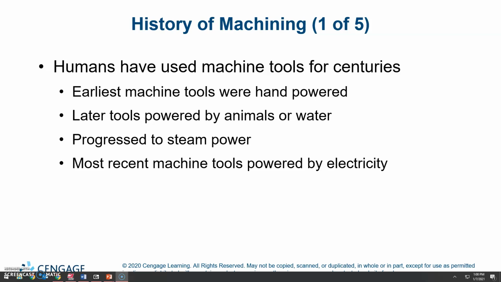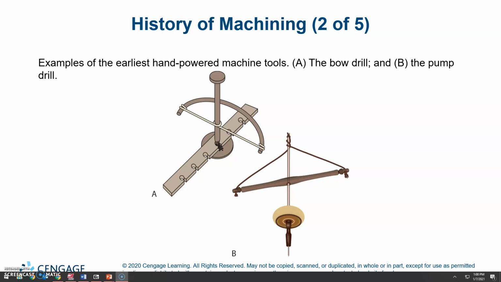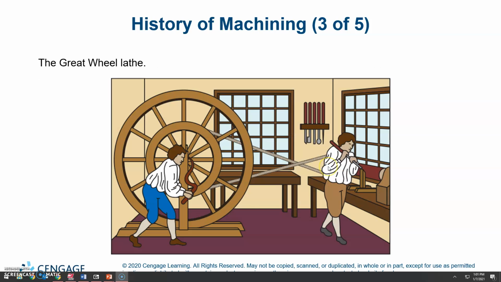Earliest machine tools were hand-powered. Later tools powered by animals or water progressed to steam power, and the most recent machine tools were powered by electricity. Examples of the earliest hand-powered machine tools: A, the bow drill, and B, the pump drill. So A is the bow drill and B is the pump drill.